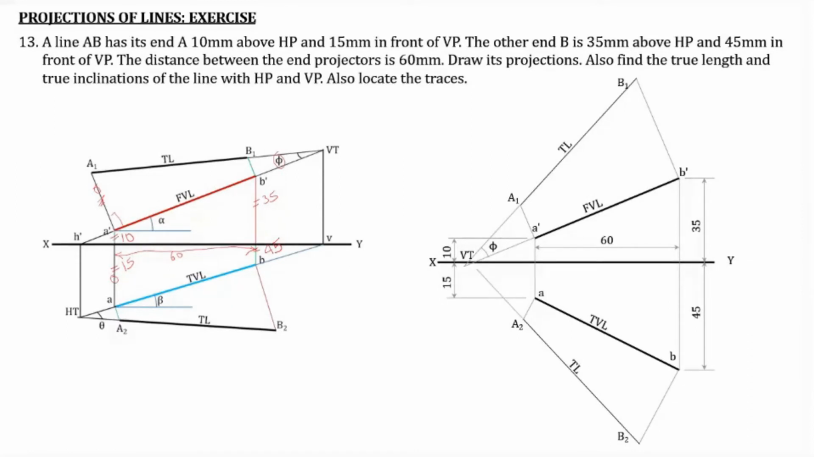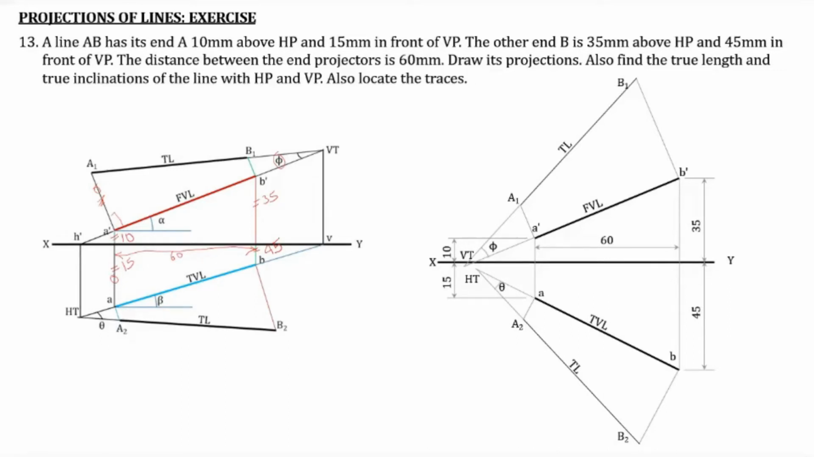Now in the top view also, you extend the true length line as well as the top view so that they intersect at HT. In this case, they intersect at HTC. Here, the top view line is AB, so AB is extended, and A2 B2 is also extended. Both lines intersect at HT. So this point is HT, and the true inclination with the HP, theta, can be obtained as the included angle at HT. So this angle is theta.